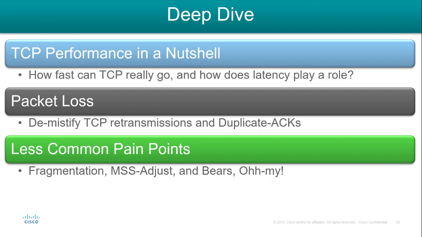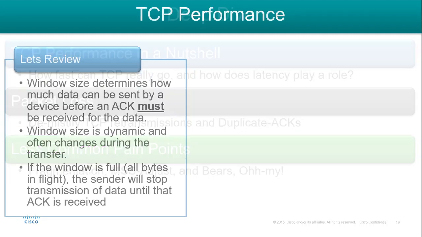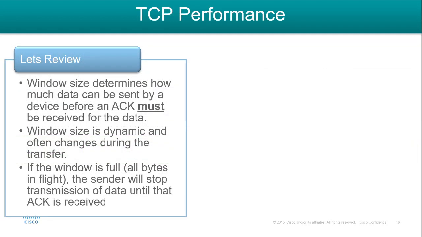And then finally, towards the end of this section, we're going to cover some of the less common pain points that might contribute to the TCP protocol acting a bit less throughputy than it should. And that's things like fragmentation, MSS, and bears. Oh my. But before we get into the next section, let's go ahead and quickly review.